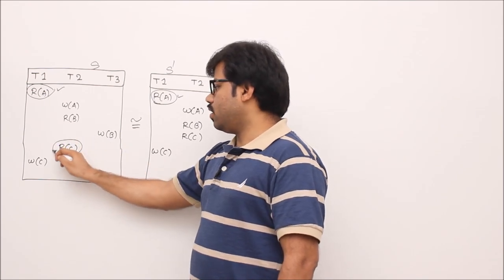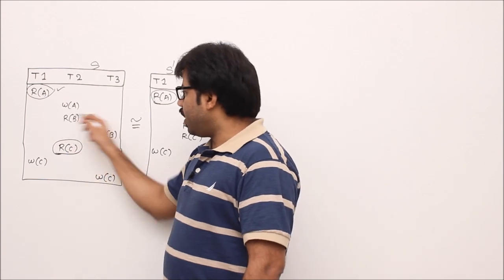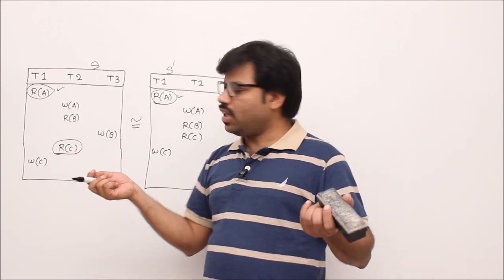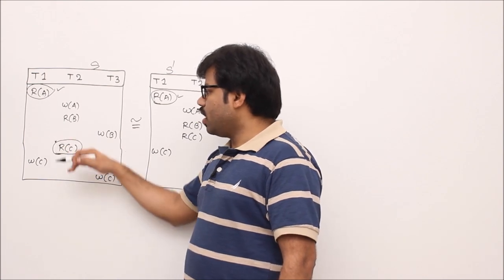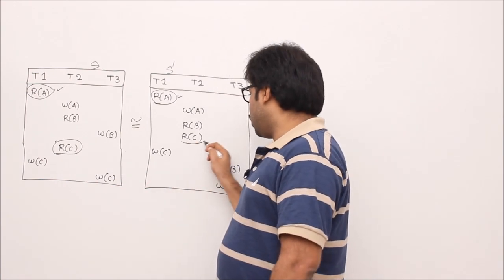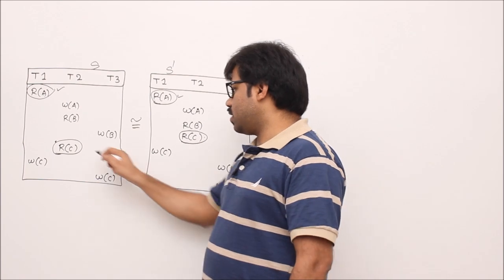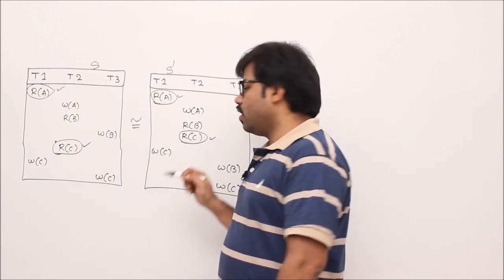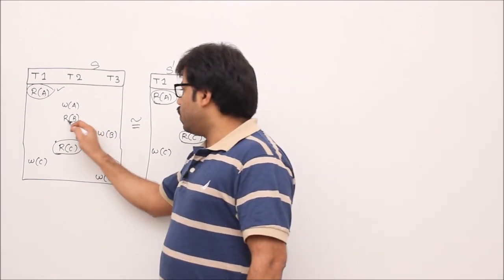So here you see read C. Is anybody updating C? Is there any write of C? No. That means though it is placed almost at the bottom, it is still reading from the database. Now focus here. Obviously this read of C is also reading from the database. Yes, this read condition is also satisfied. Every read we have to check in that way. Don't miss any read. Now this one I missed.